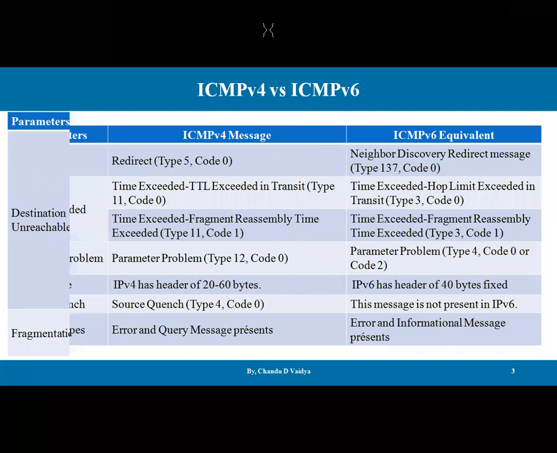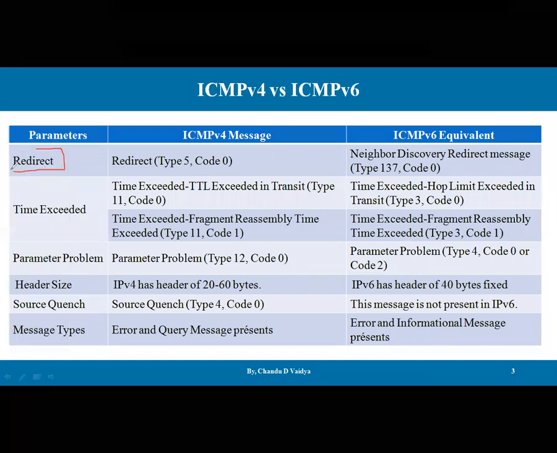Now there is redirect. Redirection is a parameter: redirection is type 5 and code 0 in ICMP version 4. In ICMP version 6, the neighbor discovery redirection message is available, with type 137 and code 0. What do you mean by redirection? Redirection is diverting the route, selecting the best route, so that if one has collapsed there is an alternative. Ultimately this is discovering the neighbors, the hosts or intermediate nodes.